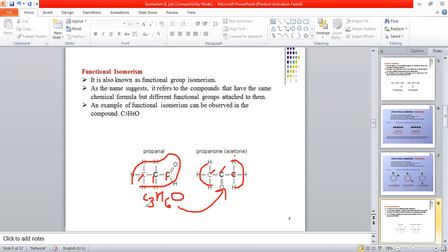So here you can see in both molecules, the molecular formula is the same. That one is C3H6O. But the difference is found in the arrangement of the atoms, or we can say the difference is found in their functional group. So those compounds where you will find a difference in the functional group are called functional isomers, and this property is called functional isomerism.